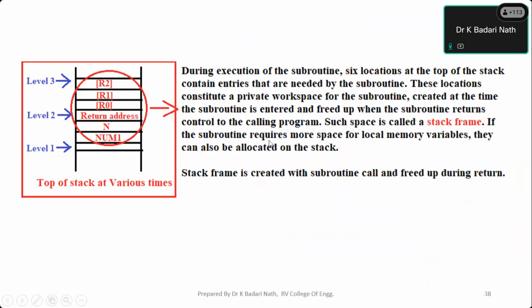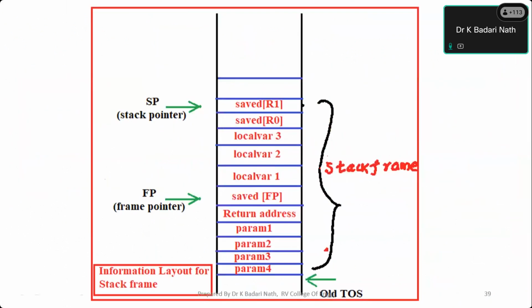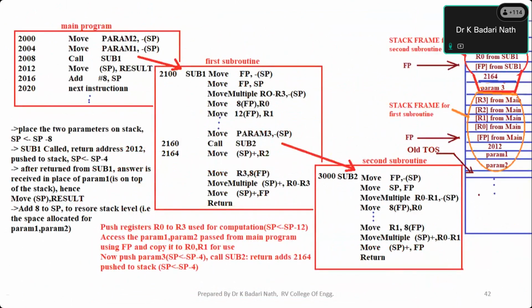If the subroutine requires more space for local memory variables, they can also be allocated on the stack. That means after storing R0, R1, R2, you can also use the area for storing other local variables. This is the concept called stack frame. There is another concept called frame pointer. What is the purpose of the frame pointer? Whenever we implement nesting of subroutines, that is, one call I'm making to the first subroutine, again the first subroutine makes a call to the second subroutine.